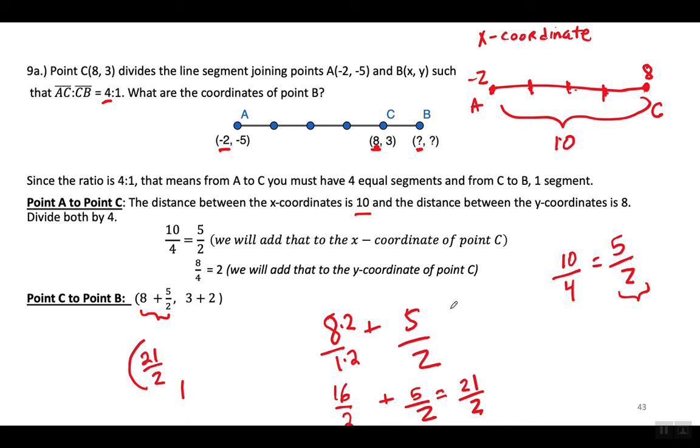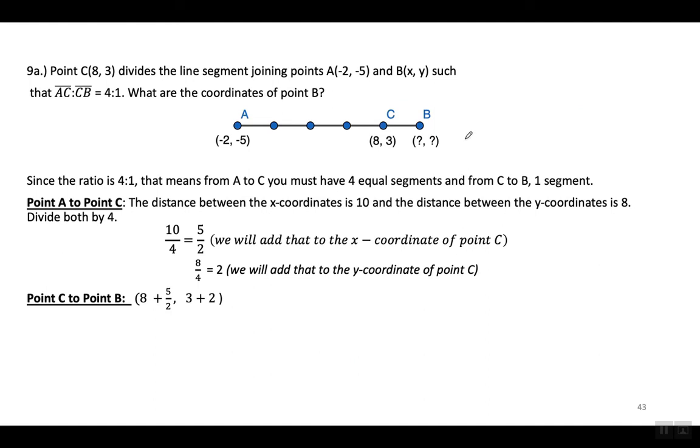Okay, now let's look at the y coordinate. All right, so let's use the same method. From point A to point C, the y coordinate is going from -5 to +3. That's a distance of 8.